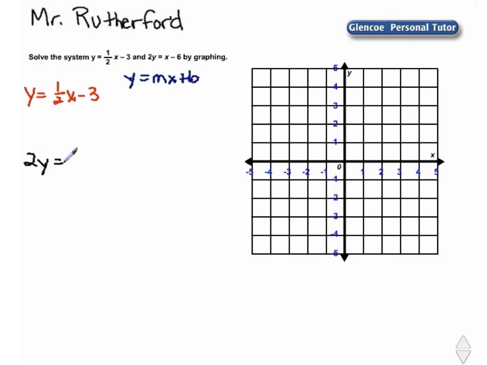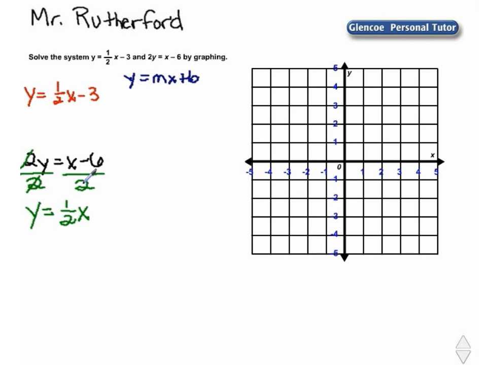2y equals x minus 6. This equation is not in slope-intercept form because we have a coefficient of 2 in front of the y. So in order to get it into slope-intercept form, we'll divide both sides of the equation by 2. So our 2's will cancel, and we have y equals, coefficient of x is 1 over 2. That will give us 1/2 x.